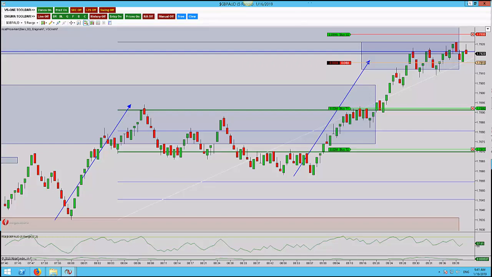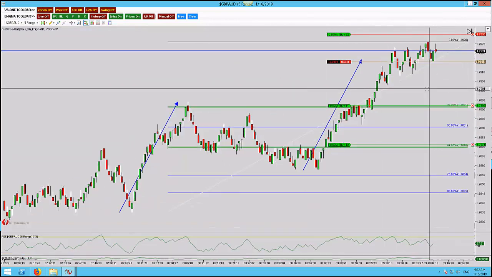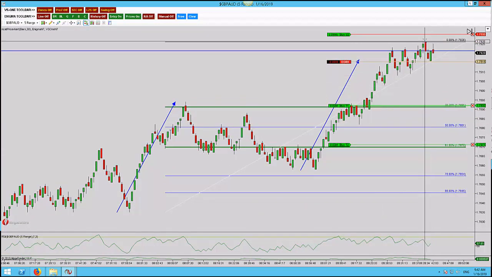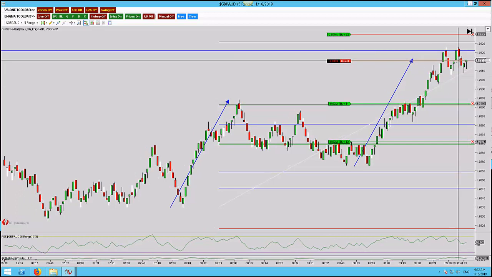Here we are on the pound Aussie. This is the 5 range chart, and this was an AB equals CD pattern with a double top that I've got involved with. Because this is the 5 range, it moves quite quickly, so when I got involved with this is how it looked here.